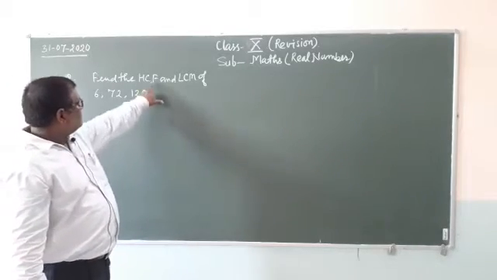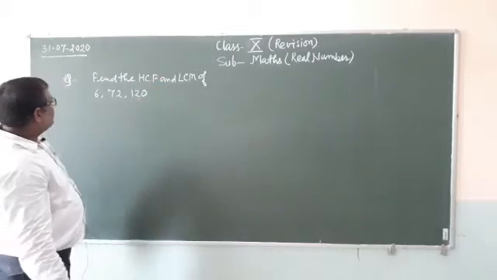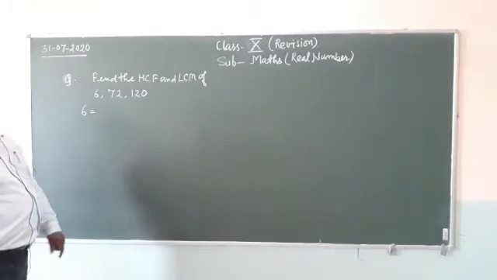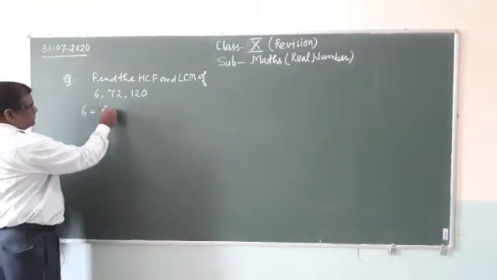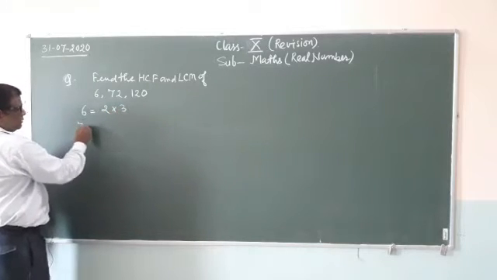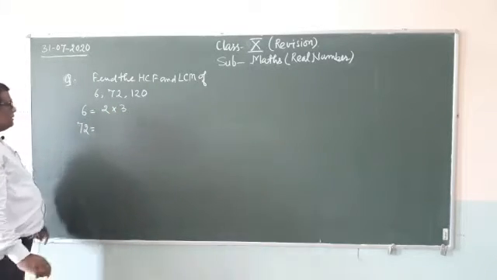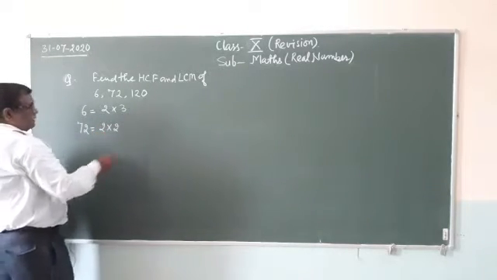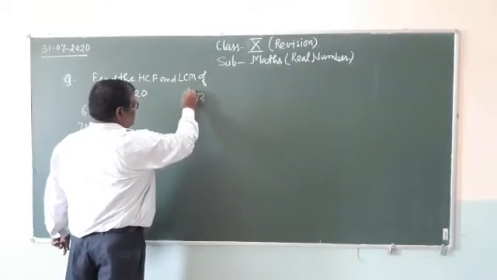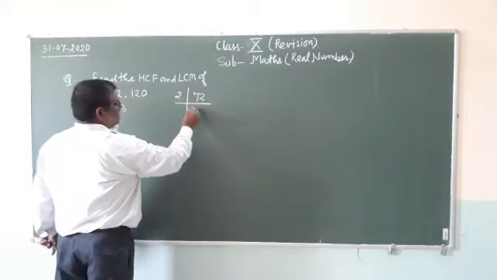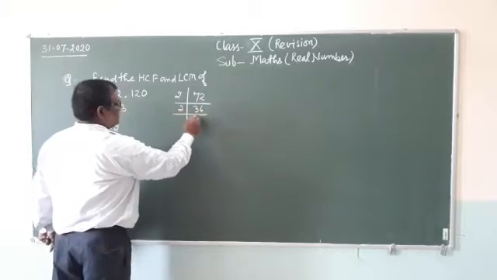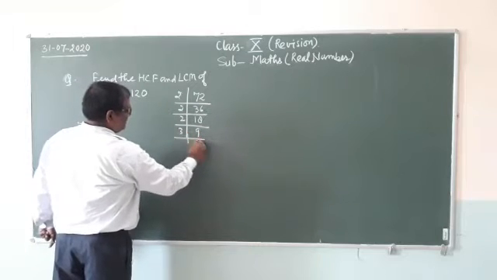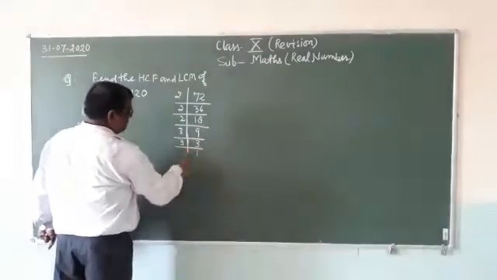Now first of all, we have to find the HCF. The factors of 6 are 2 into 3. Now for 72, we have to find the factors by this method: 2, 36; 2, 18; 2, 9; 3, 3; and then 1.